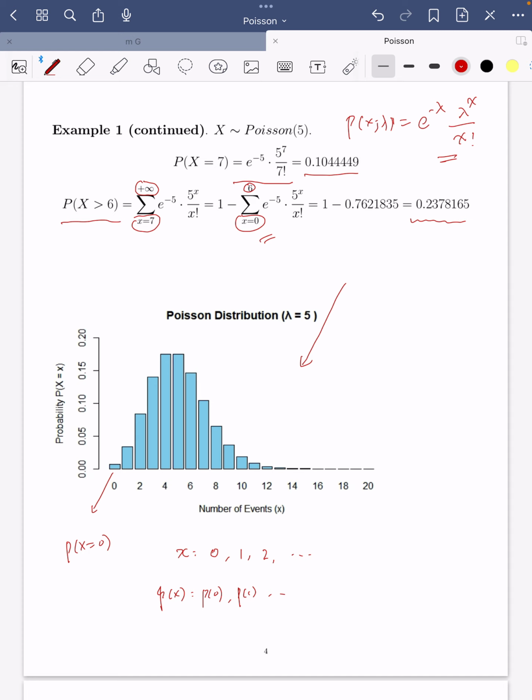The height of this bar is just equal to the chance that X equals 0. If we want to calculate the probability X equal to 7, we locate the number 7, which is here, and the height of this bar will be equal to the probability that X equals 7. And if we want to calculate the probability X is larger than 6, this means we're starting from X equal to 7, then 8, then 9, and so on. We add up all the heights of these bars together, and that will give us this value here.